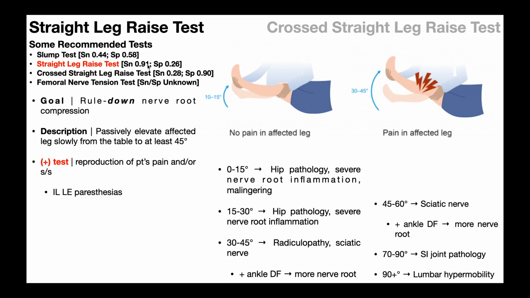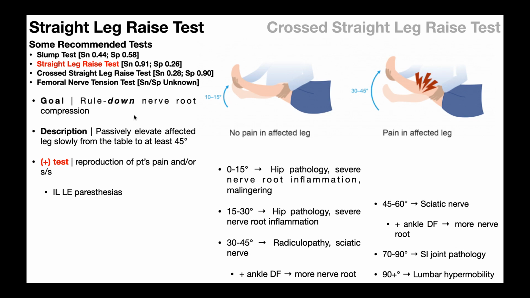This means that if you conduct a straight leg raise test and the result is negative, there's a 91% chance that that patient does not have nerve root compression in the lumbar spine. So is the straight leg raise test good for ruling up nerve root compression? No, it's good for ruling it out, or ruling it down, in other words.